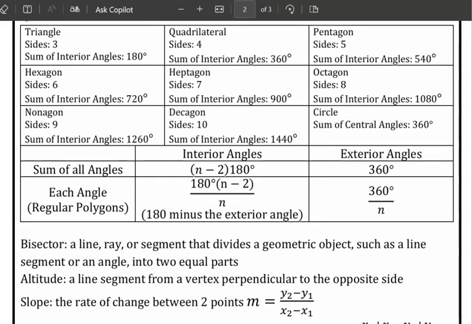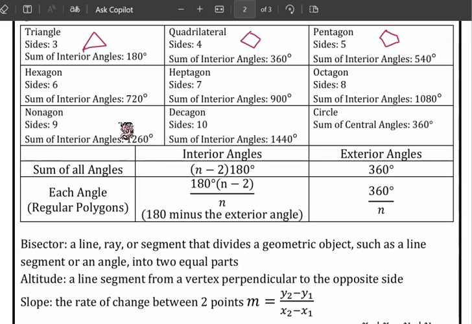Here are some properties to know. A triangle has 3 sides, and the sum of the interior angles is 180 degrees. A quadrilateral, a tetragon, has 4 sides. The sum of its interior angles is 360 degrees. A pentagon has 5 sides. The sum of its interior angles is 540 degrees.